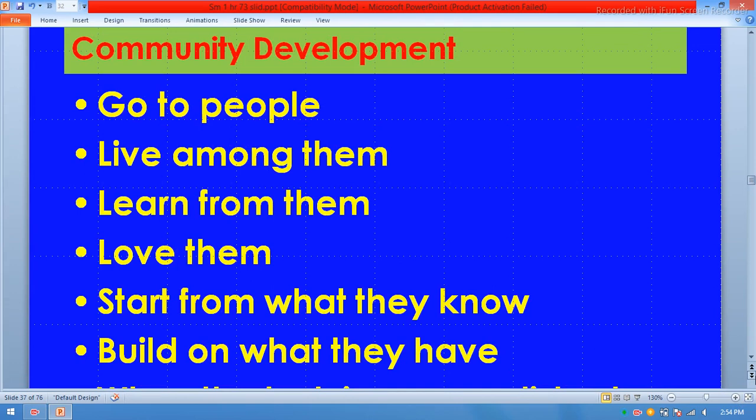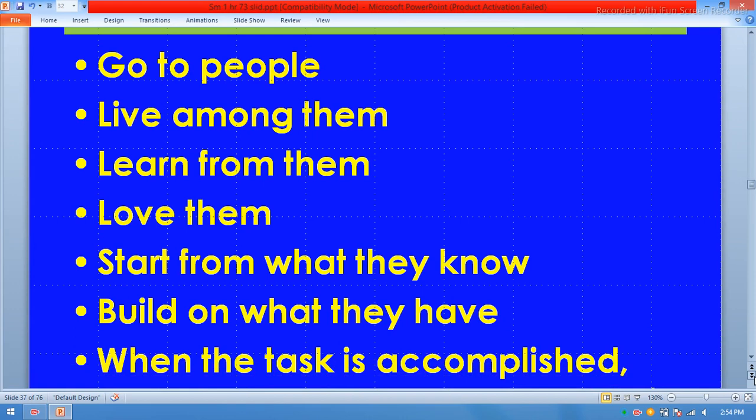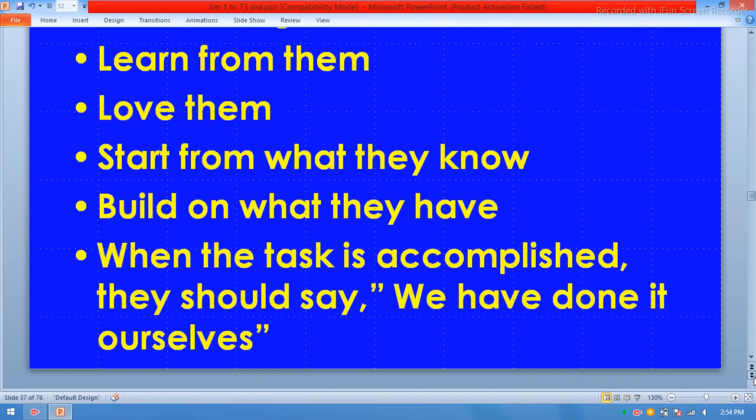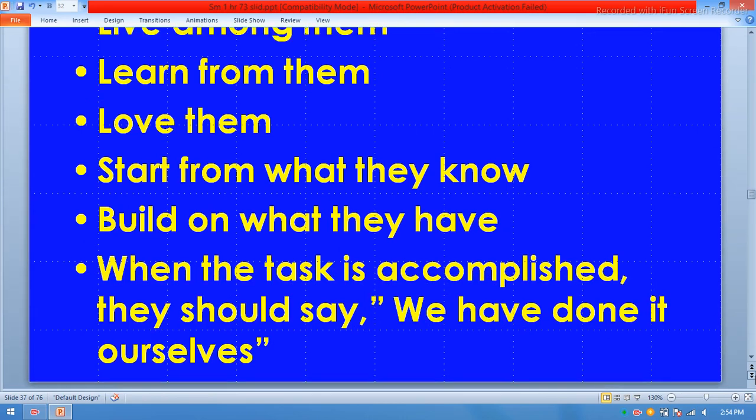What is community development? Go to the people, live among them, learn from them, love them, start from what they know, build on what they have. When the task is accomplished, they should say, "We have done it ourselves." This is called community participation and ownership. When they say, "We have done it ourselves," it means they are owning the task and the work, and sustainability will be ensured.